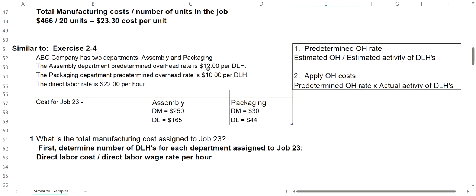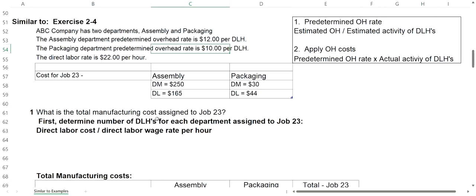Okay, so we have the application rates of $12 per hour for assembly and $10 per direct labor hour for packing. But what we have to do first is determine how many direct labor hours for each department is assigned to job 23. And we can do that by taking the direct labor cost and dividing it by the direct labor wage per hour, similar to what we did in a previous exercise.